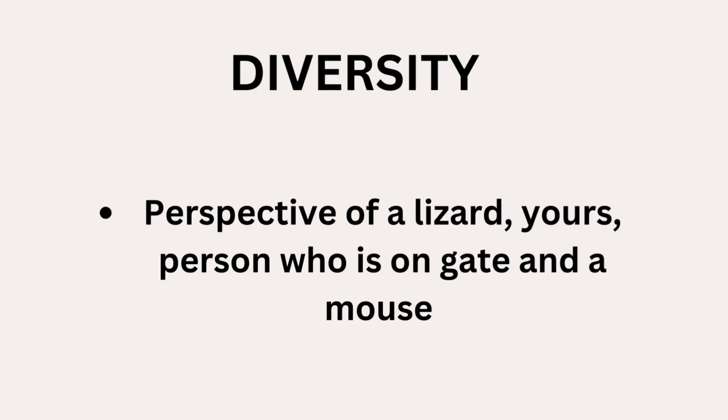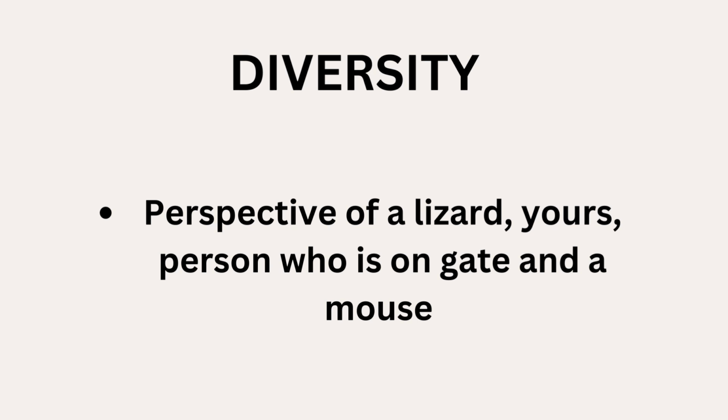Another lesson we will have is diversity. So in diversity, what you are supposed to do is make a drawing of how your classroom looks from the perspective of a lizard. Suppose that there is a lizard in one corner of your classroom, how will the classroom look for him. Then the second perspective you have to draw is, on whatever seat you are sitting, what the class looks like from your perspective. You have to just draw whatever you are seeing.